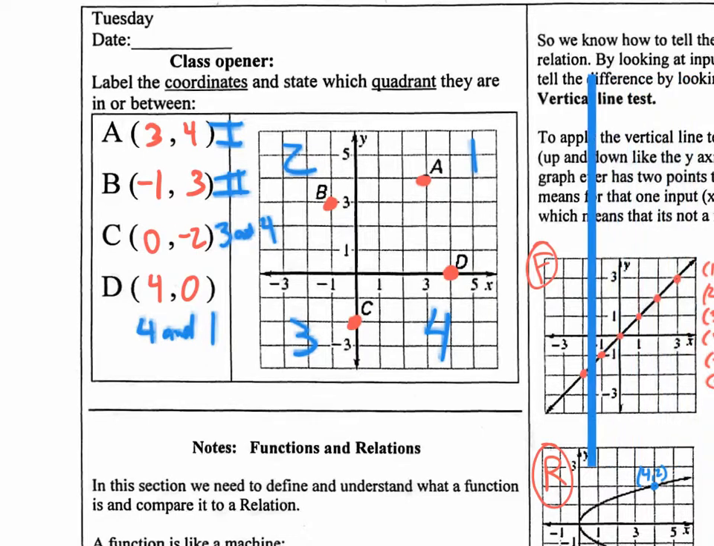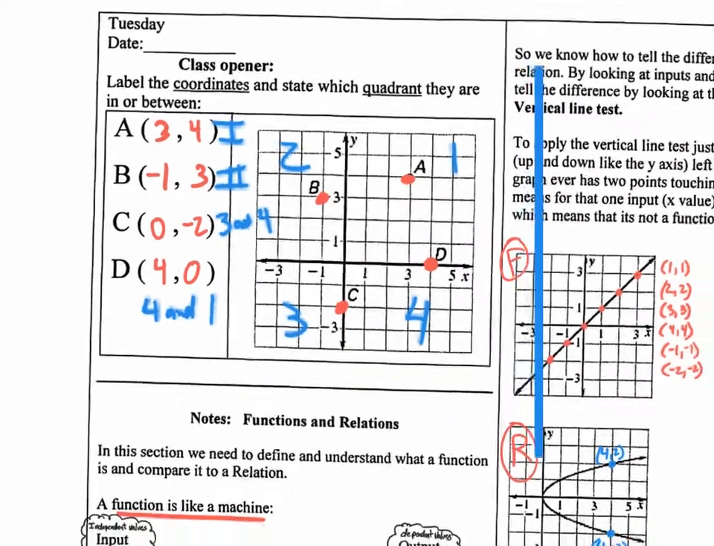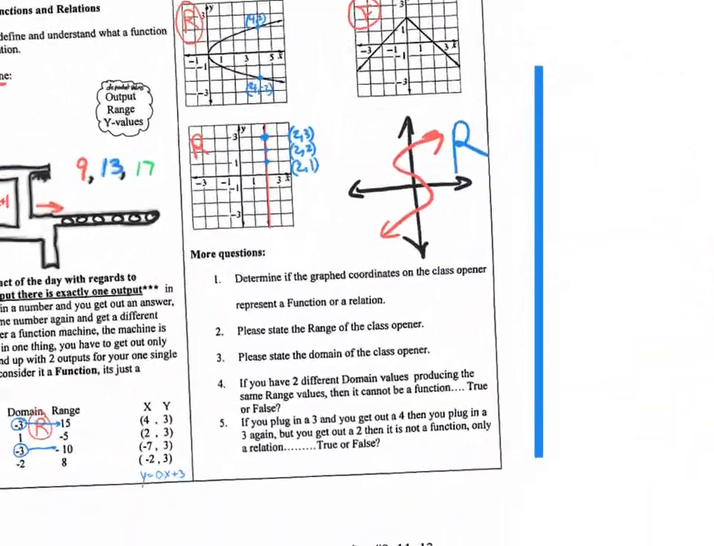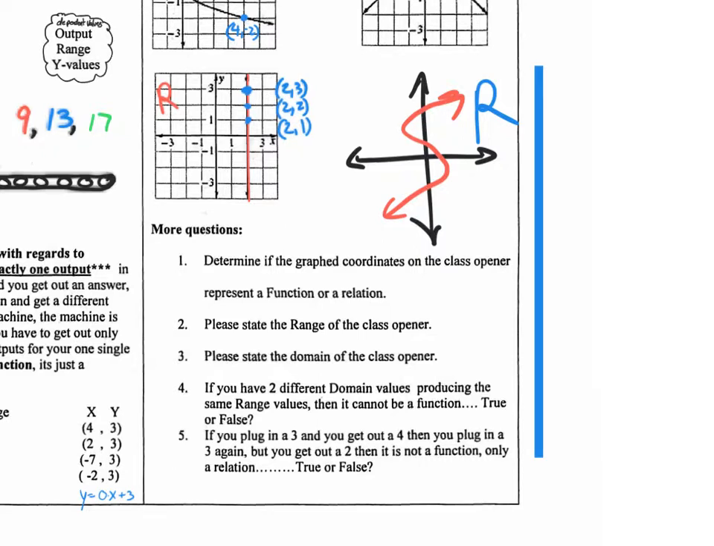Does it pass the vertical line test? Look, is there 2 dots on this blue line? How about now? How about now? How about now? So does it pass the vertical line test? Yes. So what is this? This is a function. You with me? Yes. Okay. So for number 1, it is a function. Let's circle the function. It's not just a relation.